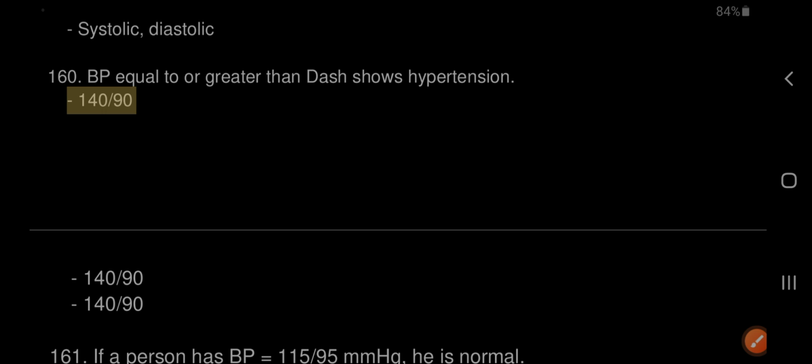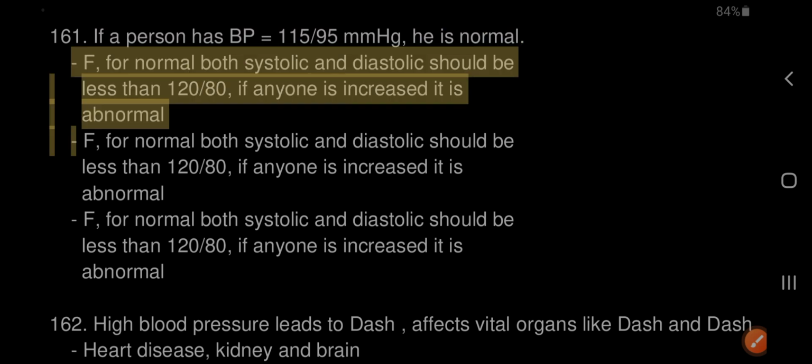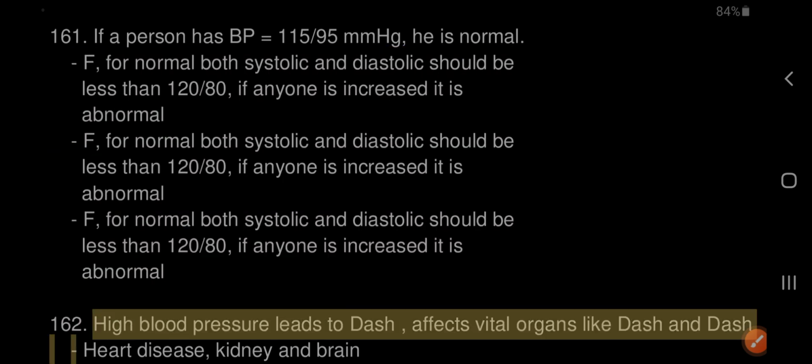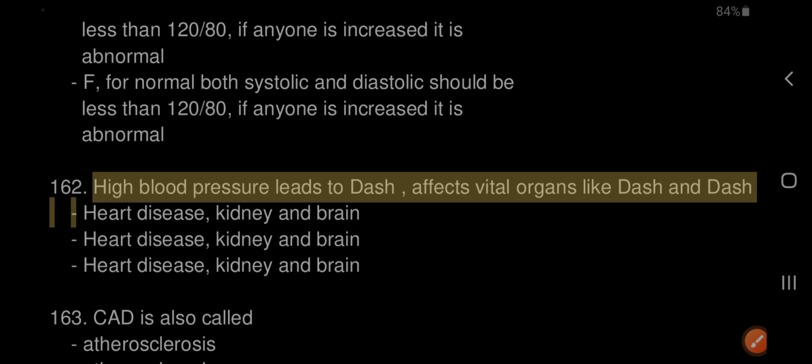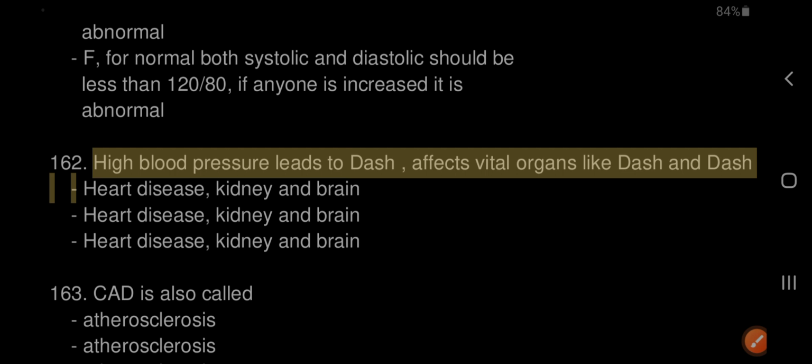161. If a person has BP equals 115/95 millimeters of mercury, he is normal. False. For normal, both systolic and diastolic should be less than 120/80; if any one is increased it is abnormal. 162. High blood pressure leads to heart disease, affects vital organs like kidney and brain.